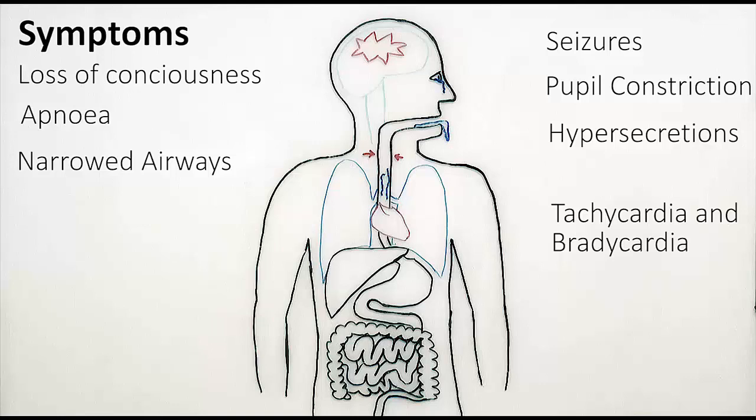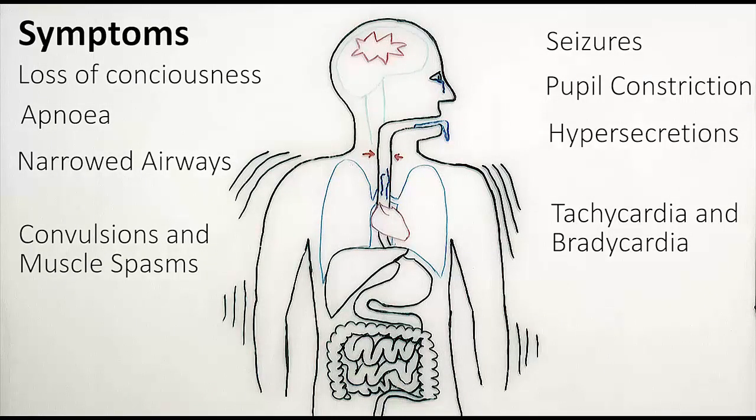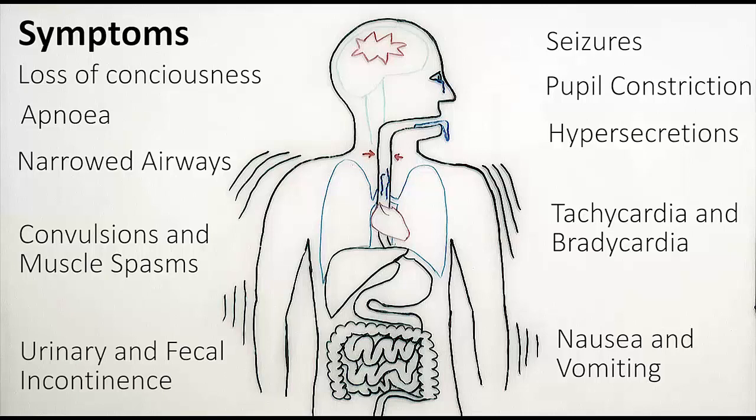Episodes of fast heart rate, known as tachycardia, and episodes of slow heart rate, known as bradycardia, may occur separately or periodically after one another, which leads to heart dysrhythmias. Convulsions may start, and smaller localized muscle spasms can occur. A victim may also feel nauseous or start to vomit, and they may face urinary and fecal incontinence. So why did these symptoms present?